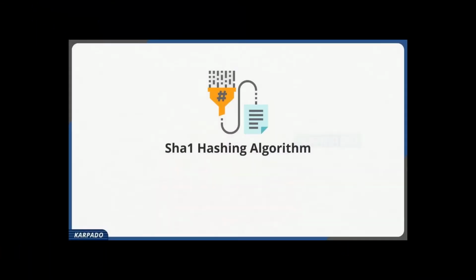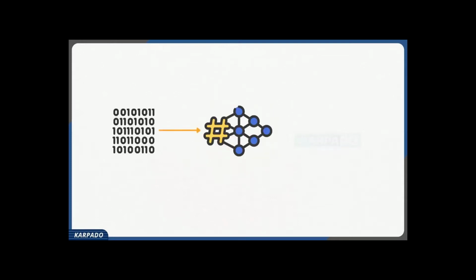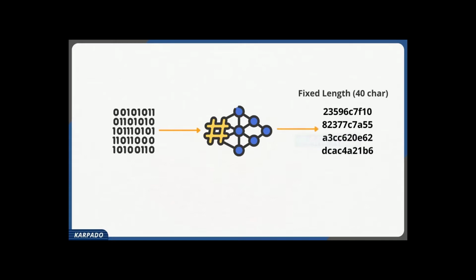Let's forget about Git for a second and try to understand what the SHA-1 hashing algorithm is. The SHA-1 hashing algorithm, sometimes referred to as a hash function, takes any arbitrary amount of data as input, and it's going to give us a 40-character hash code as an output.